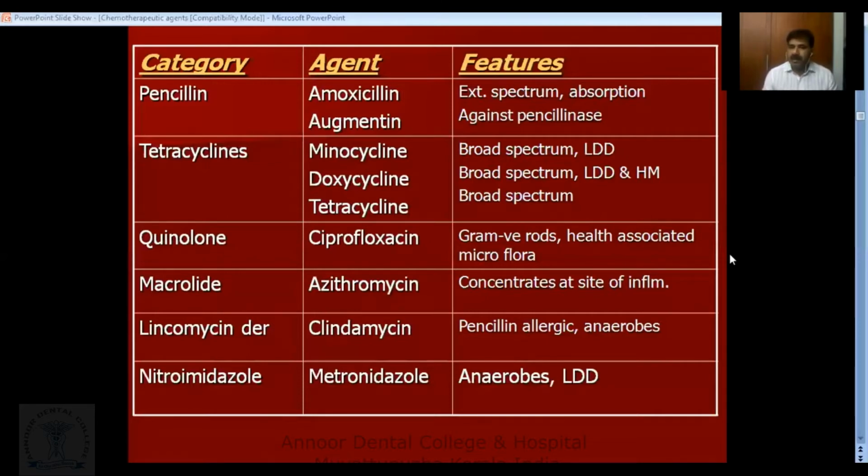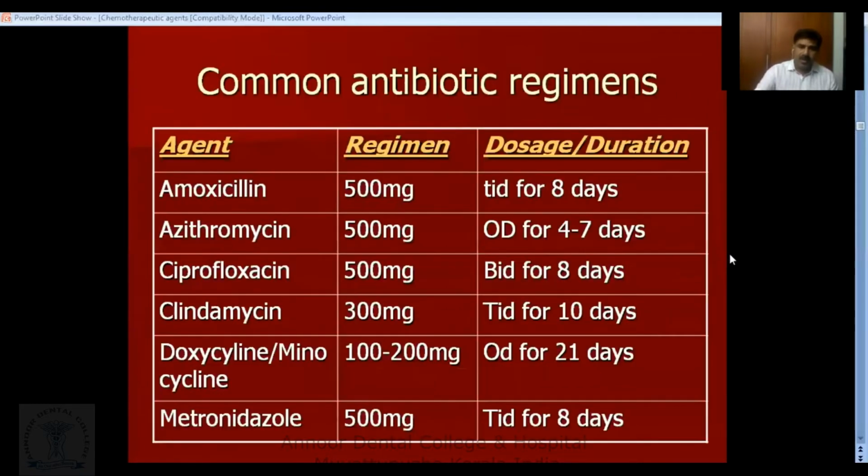Then the different forms of tetracyclines: minocycline, doxycycline, and oxytetracycline; quinolones, macrolide derivatives, lincomycin derivatives, and nitroimidazole. You all know that these periodontal pathogens are mainly anaerobes. So metronidazole is a common drug that we usually give in the management of periodontal disease. You actually have to know the dosage of the drug and the duration for which each drug is given. Again, I'm not going to detail all these because they have been covered for you.